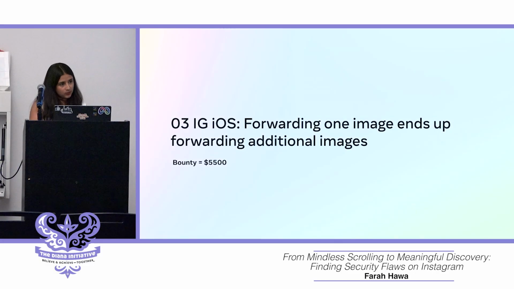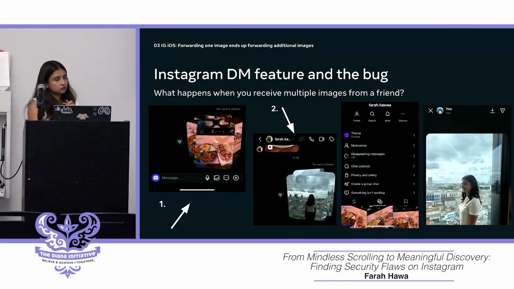Now let's go to the second bug. This bug was on the Instagram app for iOS only. When you forward one image, it ends up forwarding additional images. We'll get into some more context, but the bounty for this was $5,500. Now, let's go through a little bit about how the Instagram DM feature works and what happens when you receive multiple images from a friend.